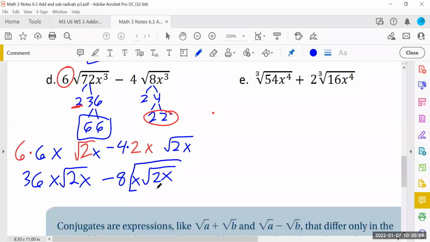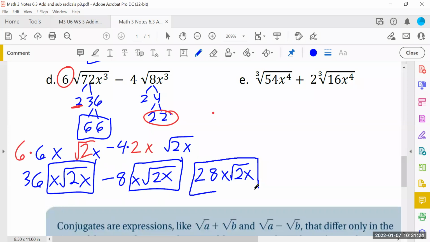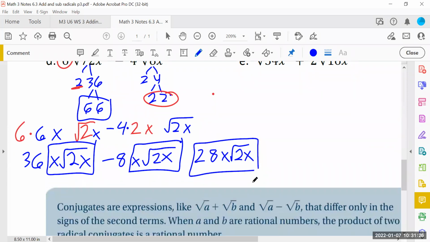Does everybody understand that this whole thing needs to match? x root 2x, x root 2x. If they match perfectly, then I can combine these. Okay? So then 36 minus 8 gets us 28. 28x root 2x. There's my answer.